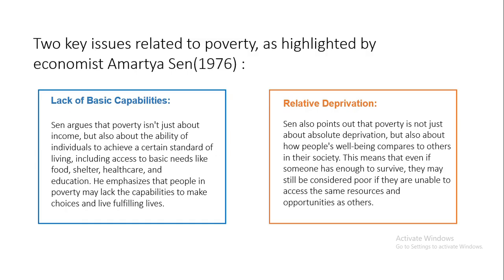Here we have two key issues related to poverty as highlighted by economist Amartya Sen in 1976, which is lack of basic capabilities and relative deprivation. Lack of basic capabilities. Amartya Sen argues that poverty is not just about income but also about the ability of individuals to achieve a certain standard of living, including access to basic needs like food, shelter, healthcare, and education. He emphasized that people in poverty may lack the capabilities to make choices and live fulfilling lives.